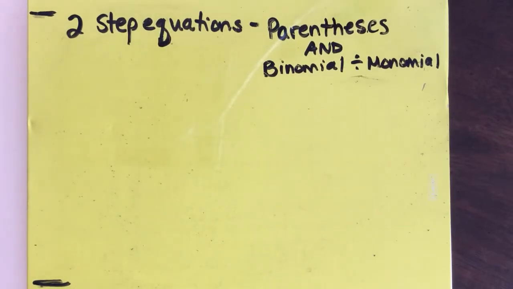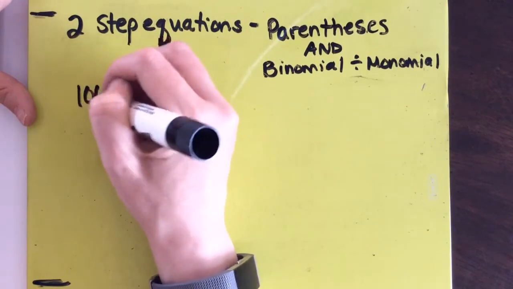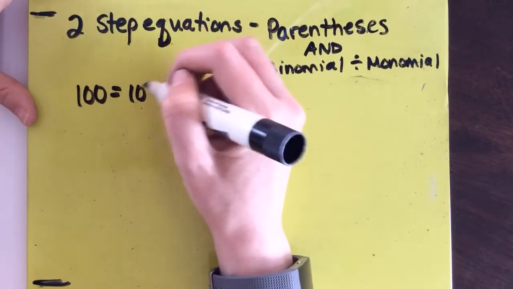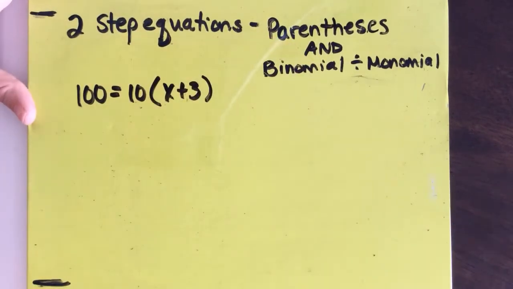This is an instructional video on how to complete two-step equations that either involve parentheses or a binomial divided by a monomial. My first one is an example that involves parentheses. So I have 100 equals 10 multiplied by (x plus 3) in parentheses.